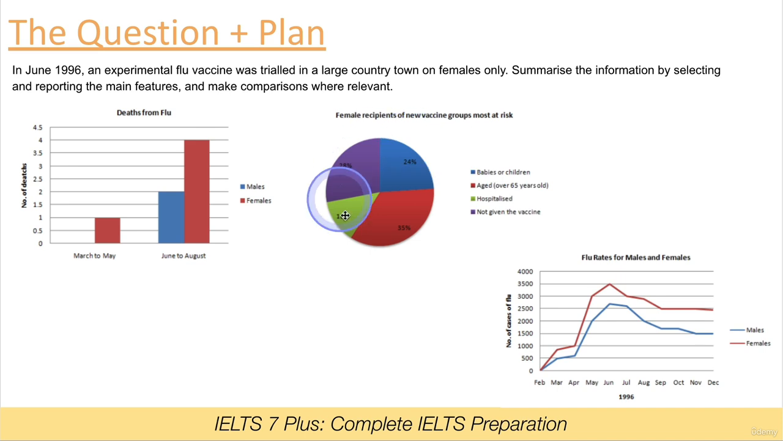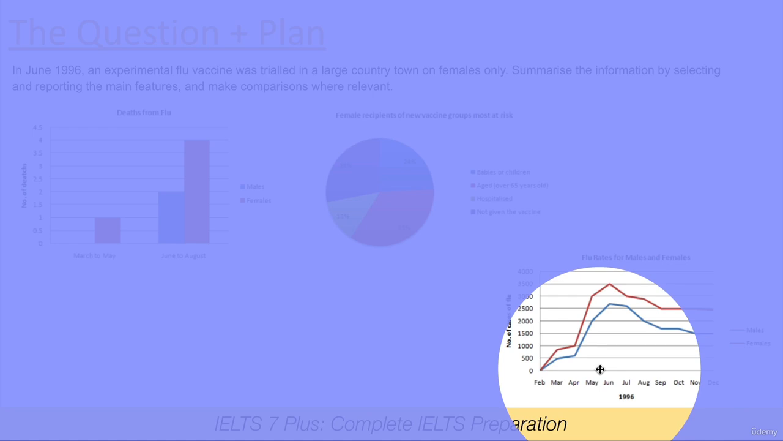So we've got a key here, and this pie chart is referring to female recipients, which means female receivers of this new vaccine groups, most at risk. So they are divided into different risk groups. For example, babies and children, over 65s, people who are hospitalized. And then we've got this group who was not given the vaccine, 28%. So this is in percentage. This is in numbers. Okay, now over to the right.